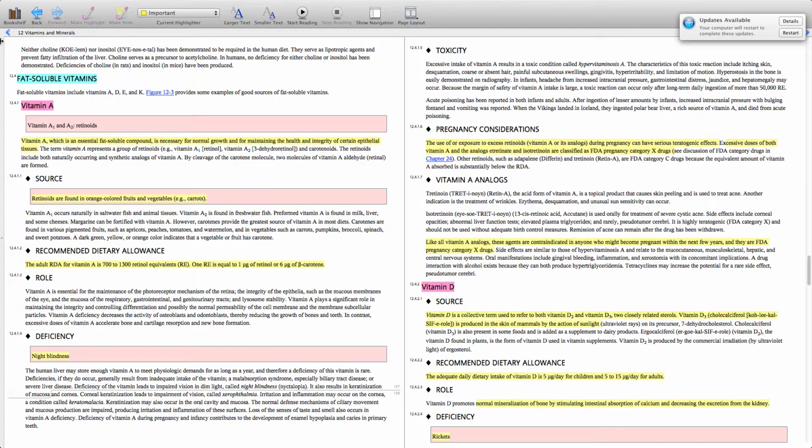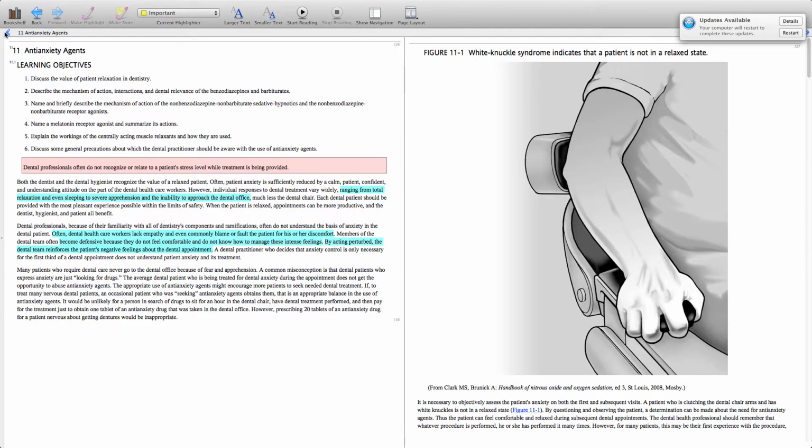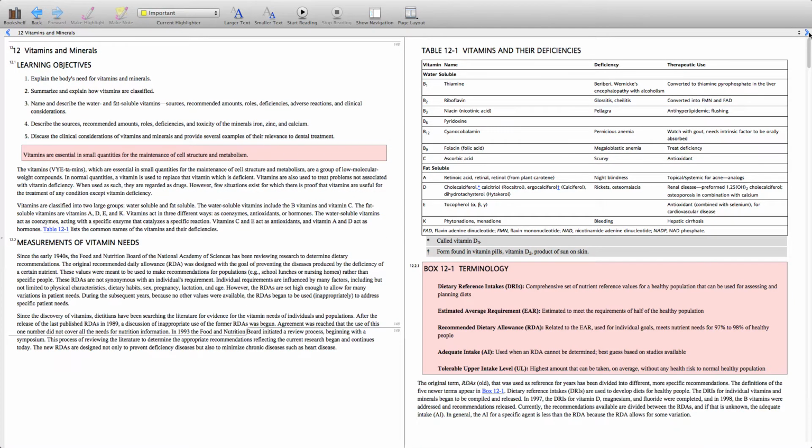But I do want you to know that there will be board questions on mainly vitamins C, A, and D. Those are probably the most common ones. But let's just briefly go through this, okay?